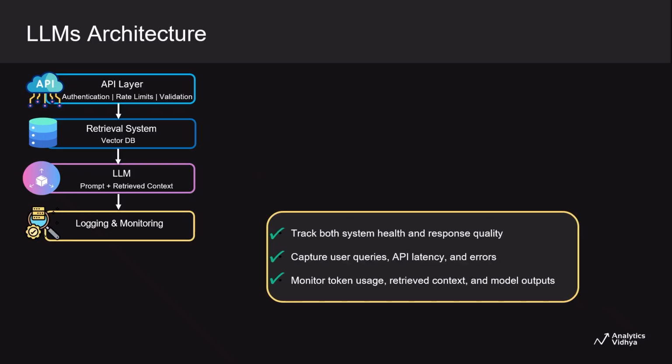In production systems, we also need visibility into how the system behaves. This is where logging and monitoring come in. The system records important signals such as user queries, API latency, errors, token usage, and model outputs. These logs help engineers understand the system's performance and quickly detect issues. Monitoring is essential for maintaining reliability in real-world AI systems.